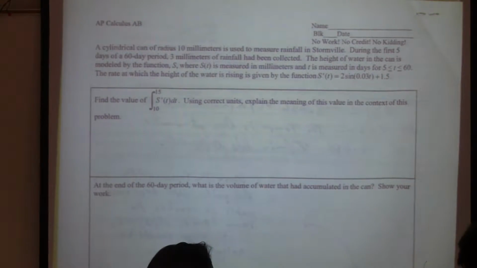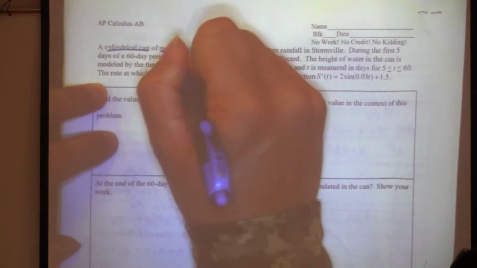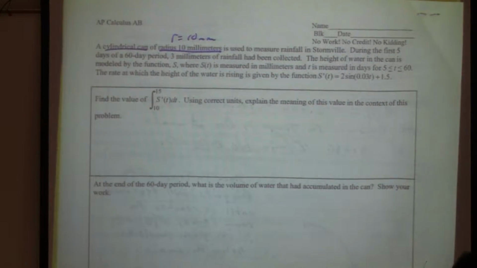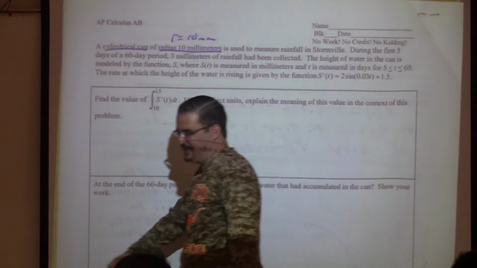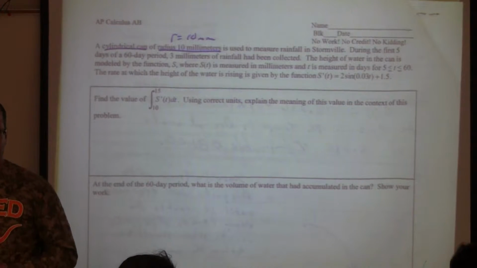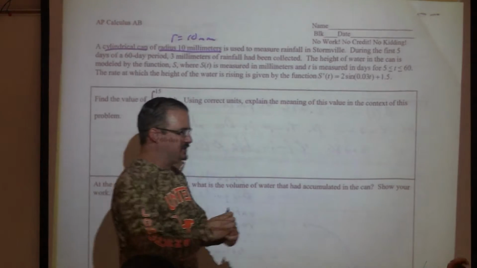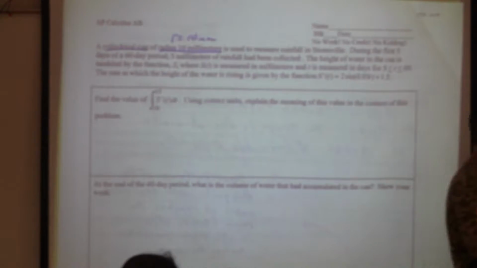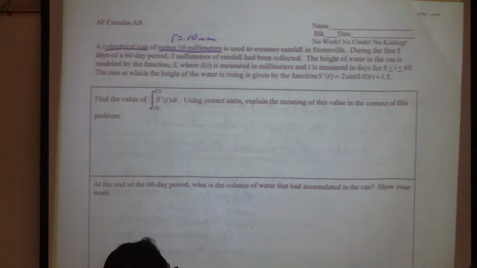What are they talking about in this problem? A cylindrical can, right? It tells us the radius is 10 millimeters. It is used to measure rainfall in Stormville. Anyway, so it's called a rain gauge. I don't know if you guys have ever seen a rain gauge. You have a ranch, or maybe you just want to know how much rain fell. You have it outside your house. But yeah, it's good to know how much water has fallen.